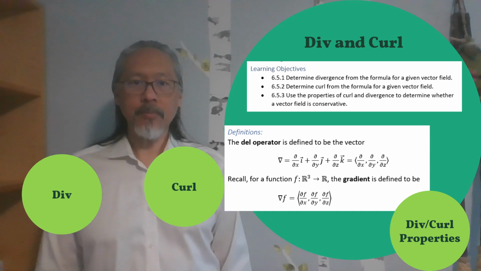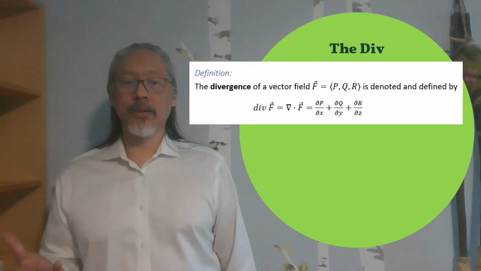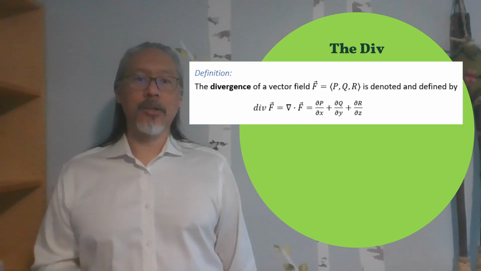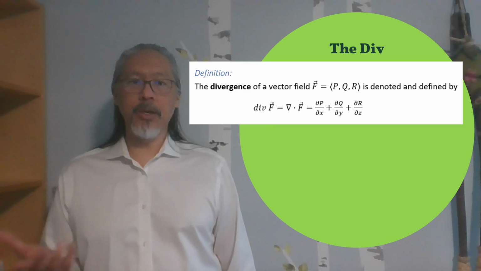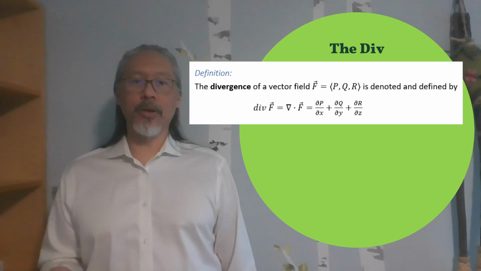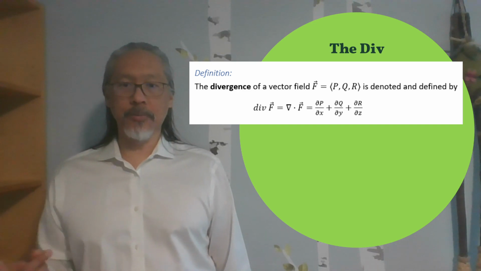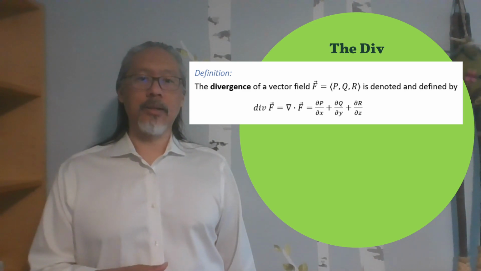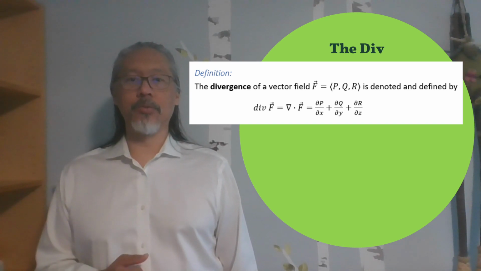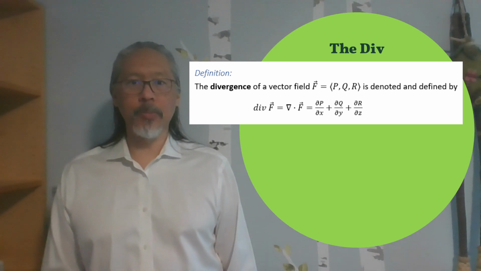So the div. What is the div? The div tells us that we're taking the dot product of the del operator with our vector field F. So if F is a vector field that's composed of P, Q, and R as our functions of several variables, then the div would be taking the partial derivative of the first component P with respect to x, that's the first component of your del operator, plus taking the partial derivative of our second component Q with respect to y, which is the second component of your del operator, and then taking the derivative of R with respect to z.